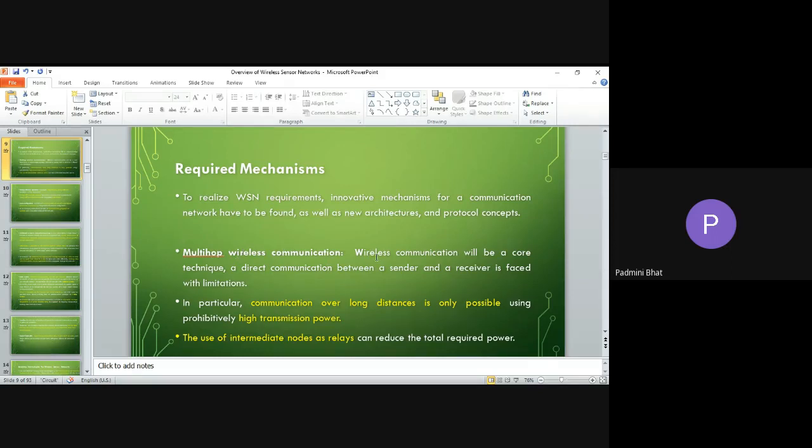Now, multi-hop wireless communication. Wireless communication is a core technique. A direct communication between a sender and a receiver is faced with limitations. Communication over a long distance is only possible if the transmission power is high. Or else, what do we do? If the transmission power is not sufficient to put the message through to the receiver, then we go for relays, intermediate relays. What happens at the relay? The signal is boosted.